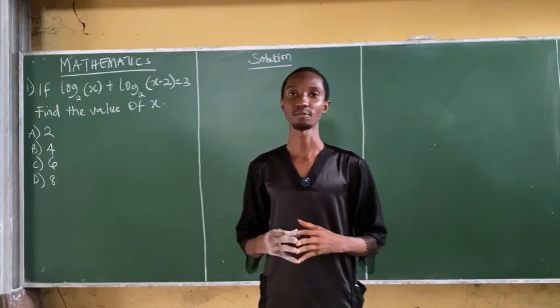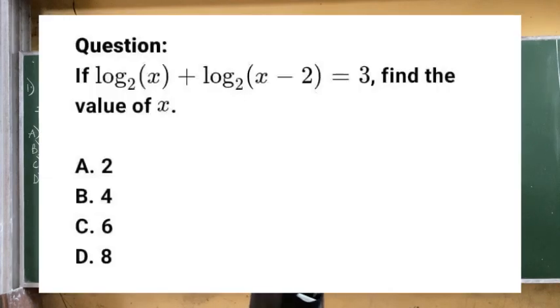In today's class, we'll be solving most repeated post-UTME questions on mathematics. The first question says, if log x base 2 plus log (x minus 2) base 2 is equal to 3, find the value of x. Option A says 2, option B 4, option C 6, and option D 8.